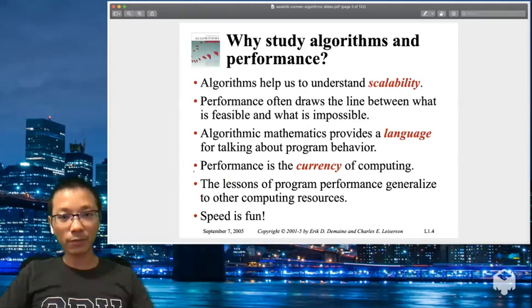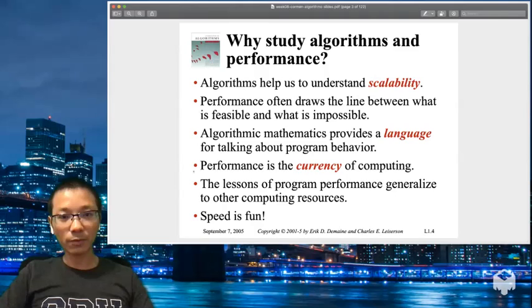So algorithms really help us understand scalability. In what sense? Well, if an algorithm is performant, that means it's going to be able to handle a large input as the input size grows, and it should be able to handle that increasing growth in the input to be able to produce appropriate output. If the performance is bad, maybe when the size grows to a certain level, the algorithm doesn't really perform well. It may just crash, or it may just be really, really slow. It runs for days and then it doesn't finish.